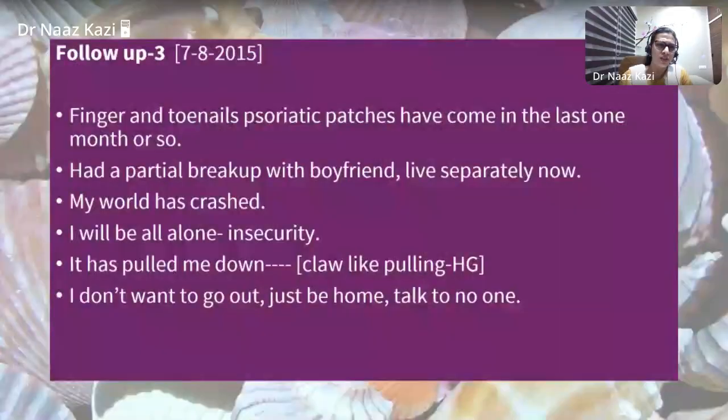And she says, I had a partial breakup with my boyfriend and now we live separately. So I said, how is that for you? She's saying, my world has crashed. I will be all alone, insecure. It has pulled me down. She makes this kind of a hand gesture where she shows clawing and pulling it down. I don't want to go out, just be home and talk to no one.